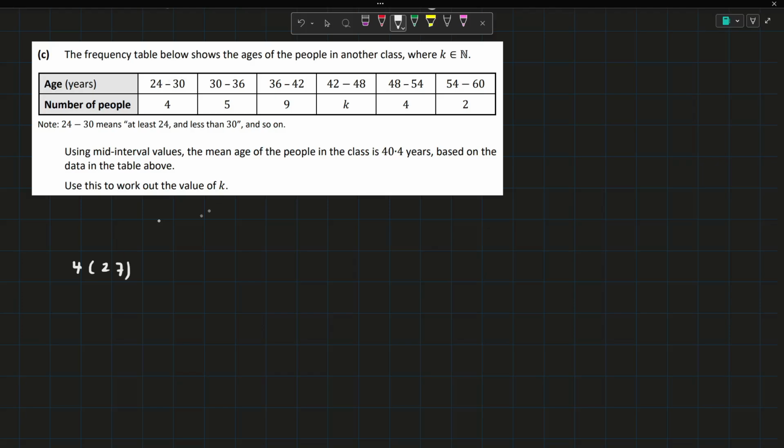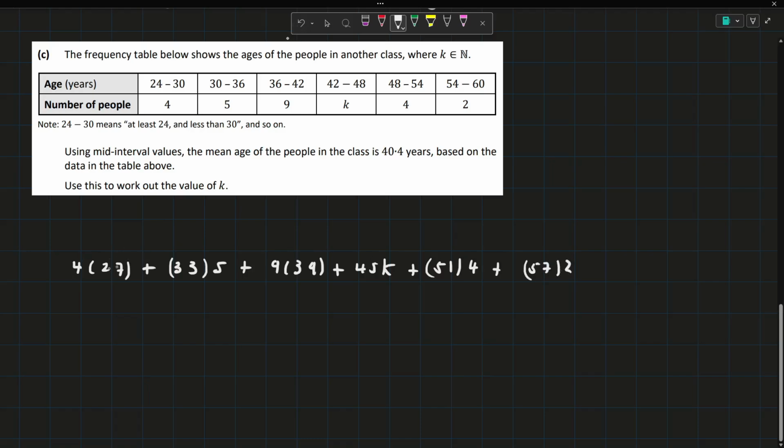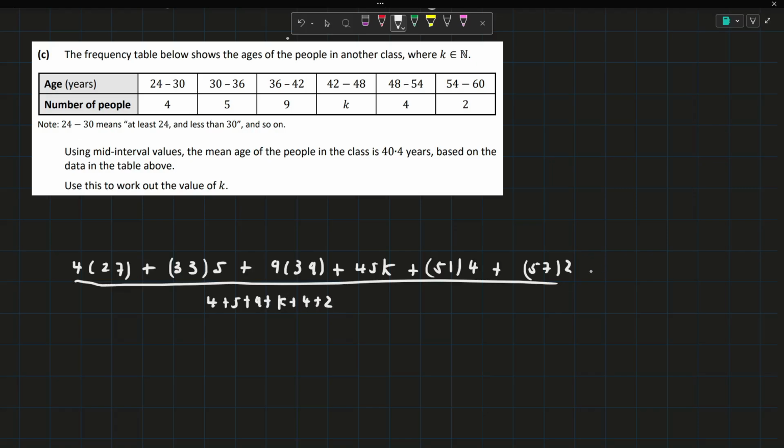So we're going to add up all the ages and divide by how many people there were to find the mean age. In the second group, if they're between 30 and 36, the average age is 33. So we're going to add 5 33s together, so 33 times 5. By the same logic, we're going to have 9 times 39, then 45 times k, then 51 times 4, and then 57 times 2. That's all the ages added together, and then we divide that by how many people there were, so that's just the bottom numbers. So we have 4 plus 5 plus 9 plus k plus 4 plus 2, and that will give us 40.4, because we know that that's the mean.